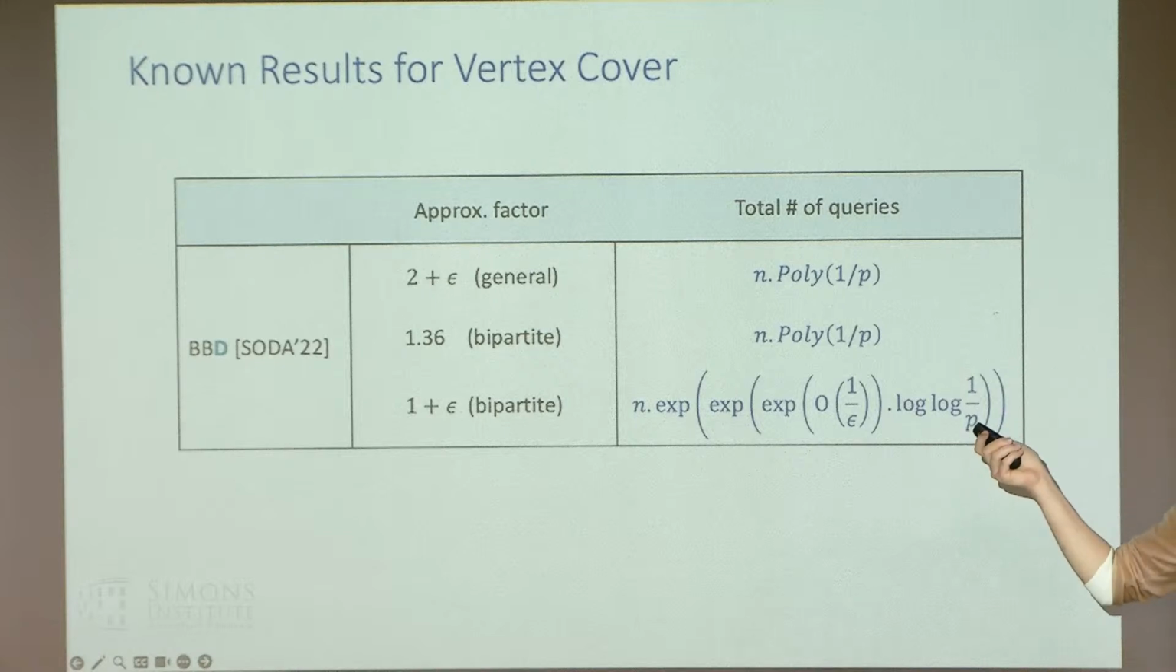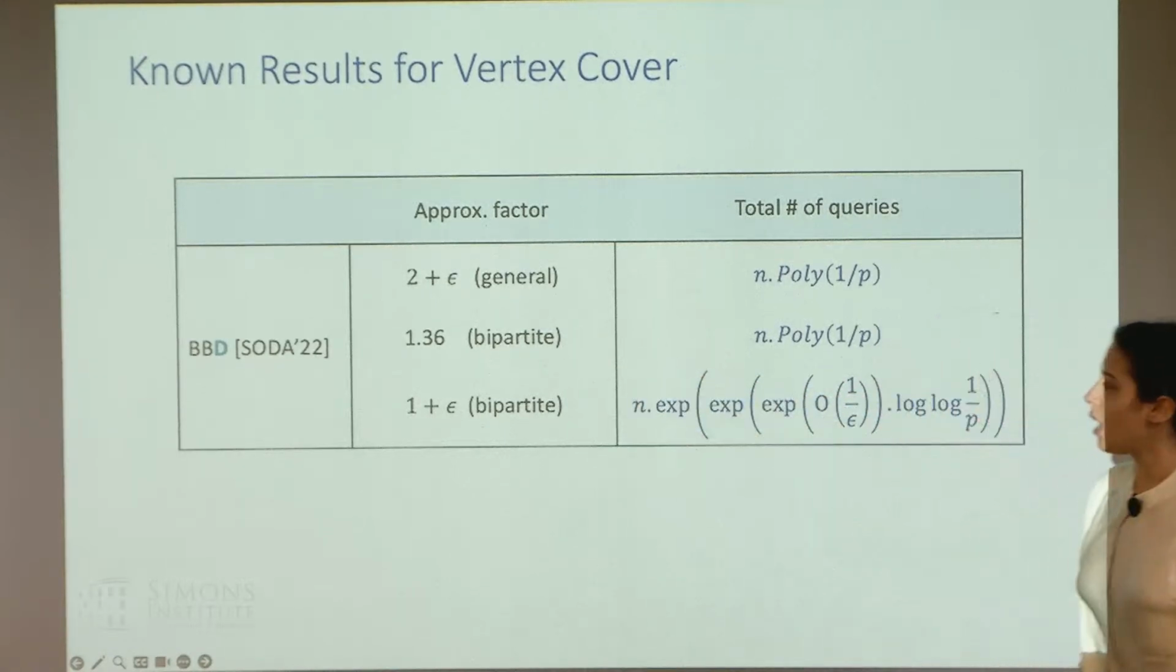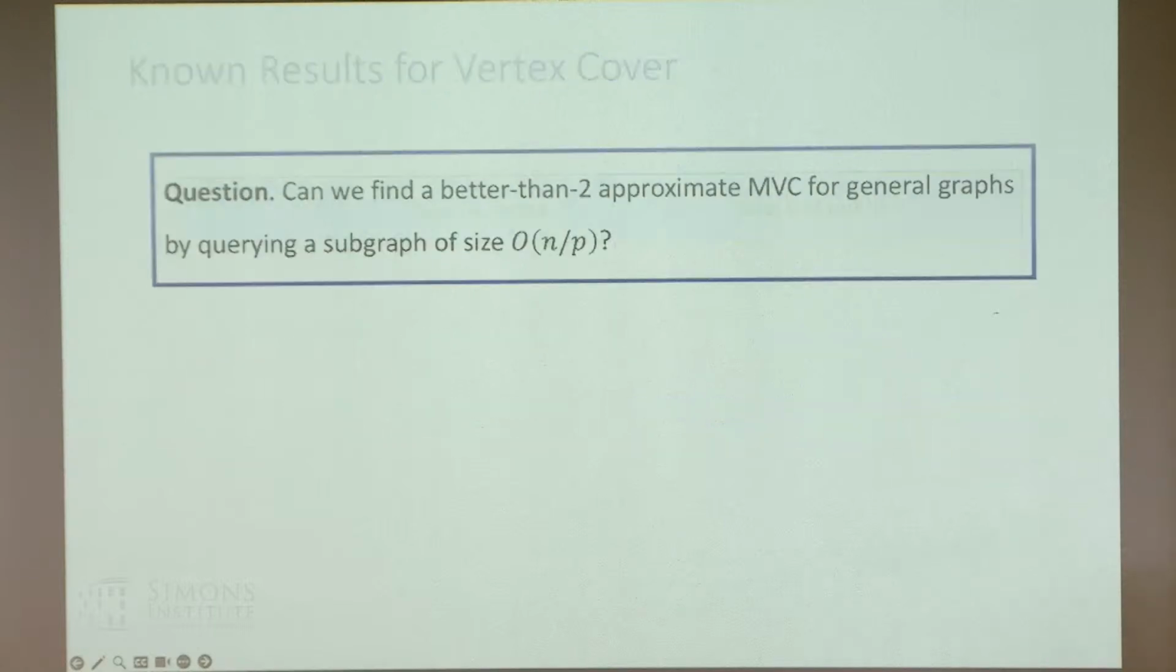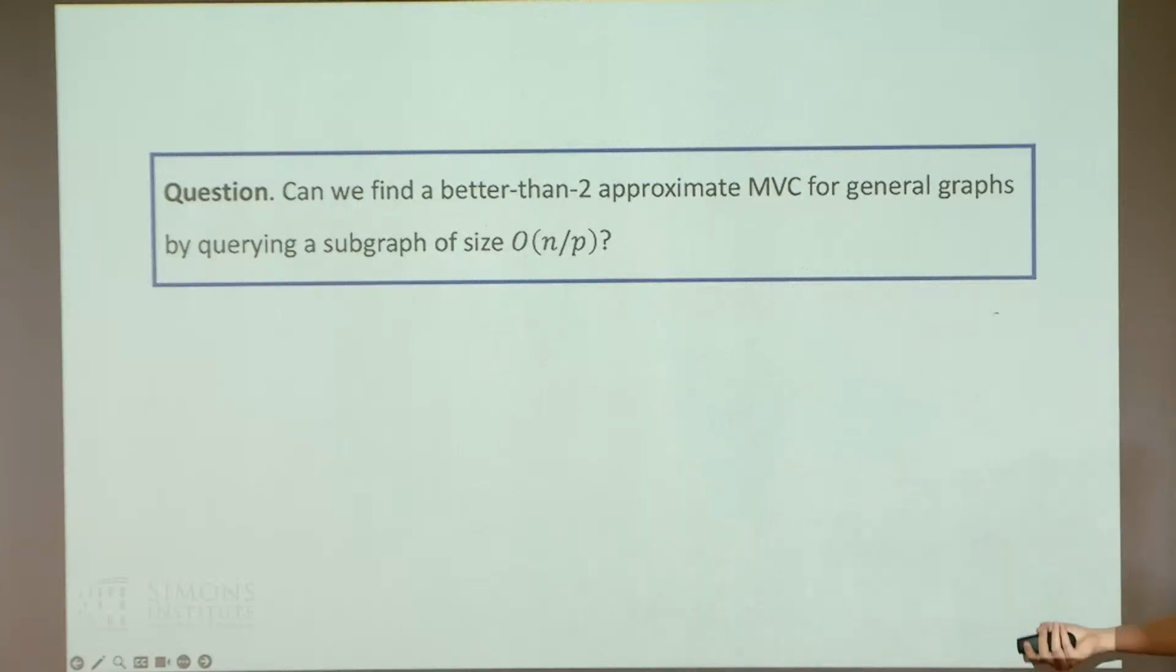Now, the question we ask today is whether we can improve over this 2 approximation for general graphs. And we are interested in querying a graph with this many edges, because that's the smallest number of edges required. To get any constant approximation, we require querying at least that many edges. We want to see what we can get using that many queries.